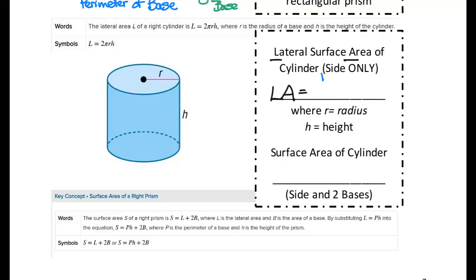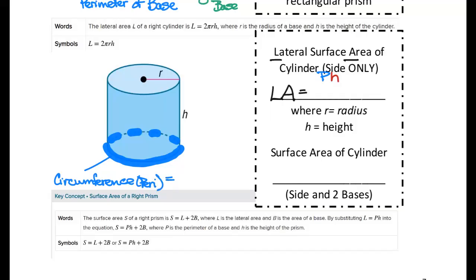So the lateral area is the perimeter times the height, but if you think about your circle, the perimeter is the distance around. We had a special name for the distance around a circle. Does anybody remember what this is called? Not diameter. Circumference. Circumference is like the fence around the circle. So that is your perimeter.